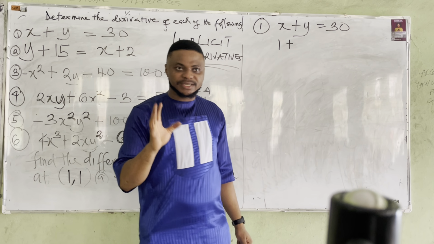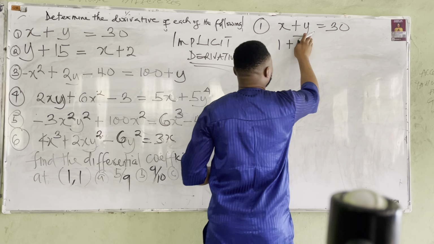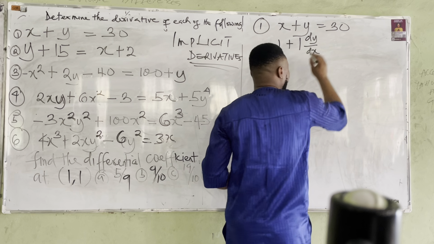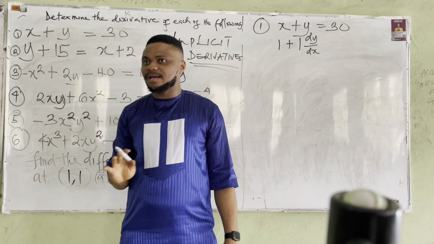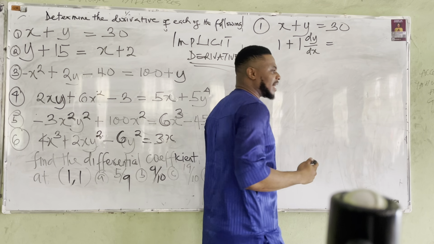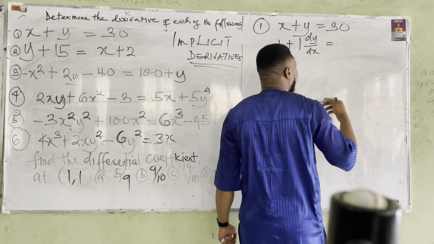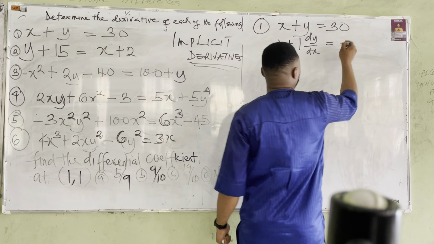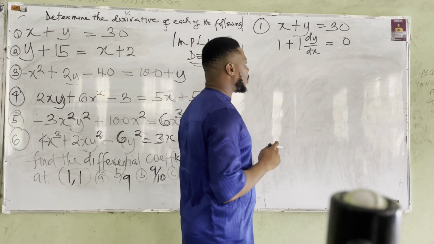Is that clear? So differentiating y gives 1, but we now write dy over dx. It is a rule and it's standard, all the time it should be like this. Now, 30 is a constant on the right hand side, and whenever we are differentiating a constant, remember it's 0. So 30 is 0.